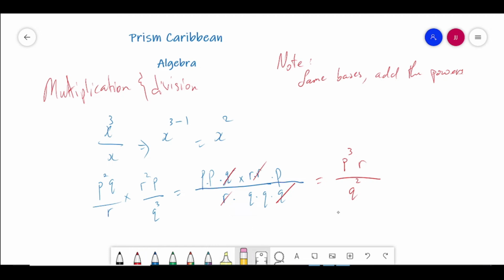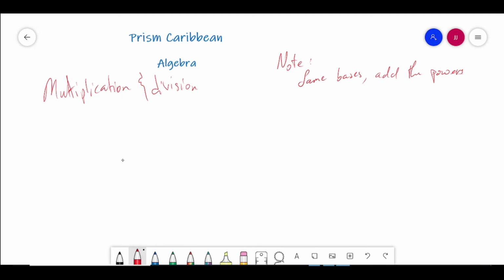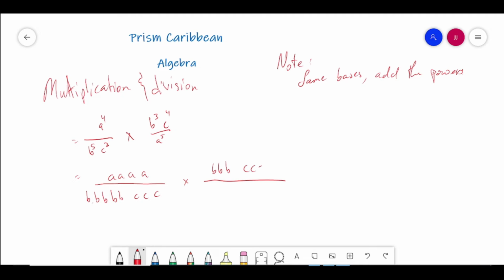So yeah, I would like to do one more example with regards to this application of multiplication and division of algebraic terms. Let's say we have a question: a to the power 4 over b to the power 5 by c cubed, multiplied by b cubed c to the power 4 over a to the power 5. Of course, we can simplify this. So we know we have 5 b's, b by b by b by b, 1, 2, 3, 4, 5, and then we have 3 c's, 1, 2, 3. Then we have 4 a's, 3 b's, 4 c's, and then 5 a's.